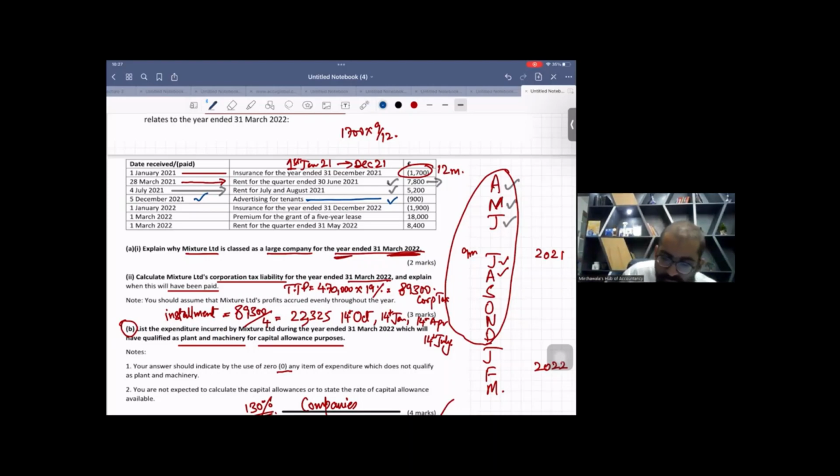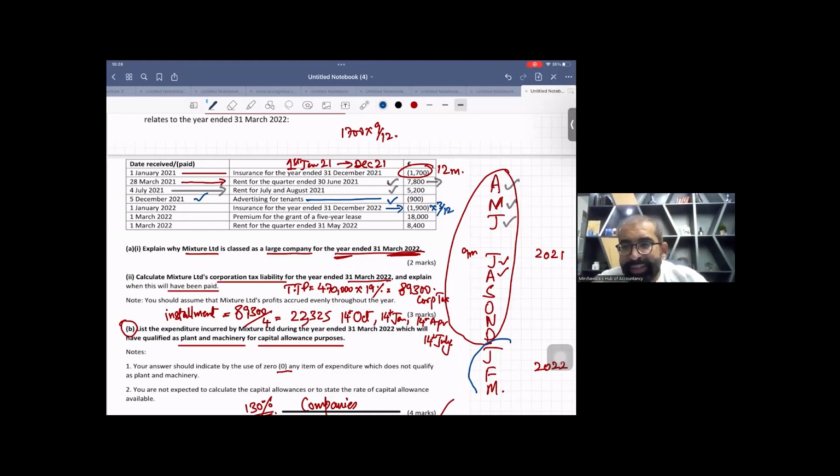Next. On 1st January, insurance for the year ended 31st December 2022. This 1,900 is the insurance from 1st January 2022 to December 2022, so only 3 months fall in our accounting period: January, Feb, March. So we'll take 1900 times 3 upon 12 as an allowed expense. The insurance is for 12 months, but we only include the 3 months because we are working on accrual basis.